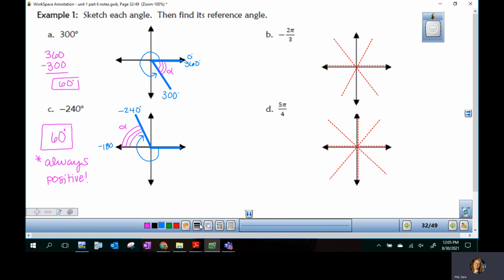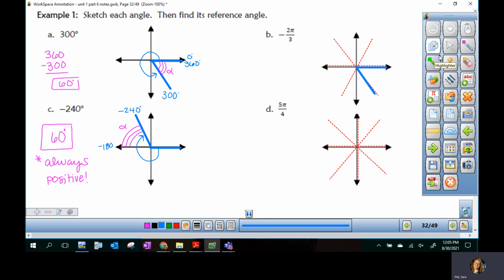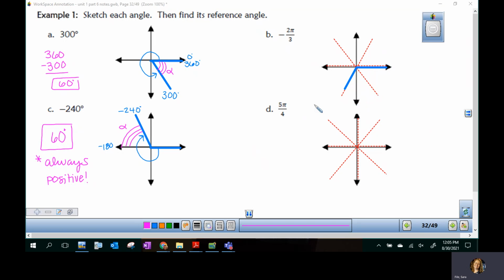So now for part B, I want to sketch the angle in standard position. My initial side is the positive x-axis. So I'm going in the negative direction, so clockwise, 2 pi thirds. So I'm going to count those dashed lines. So that would be 1 pi third. Oops, that was not supposed to stay there. Try that again. 1 pi third, 2 pi thirds in the negative direction.